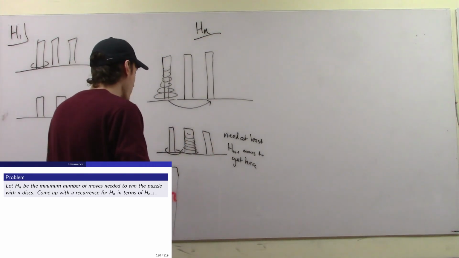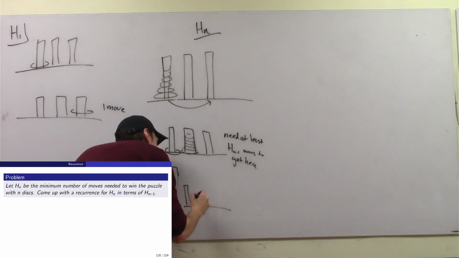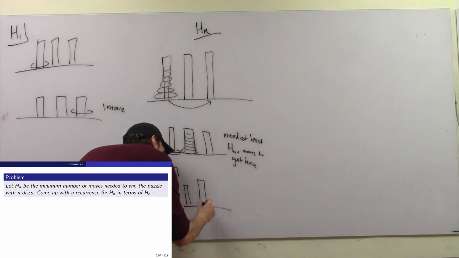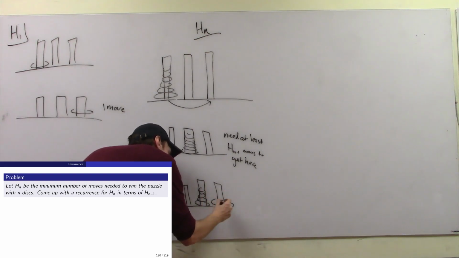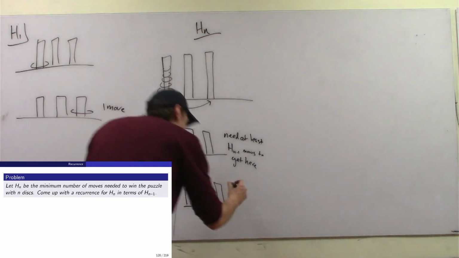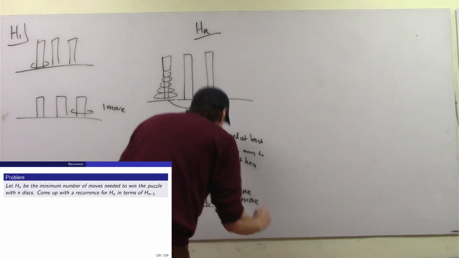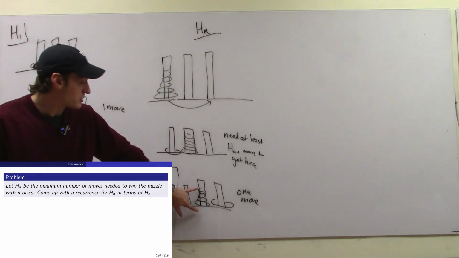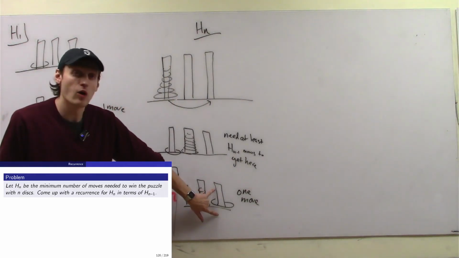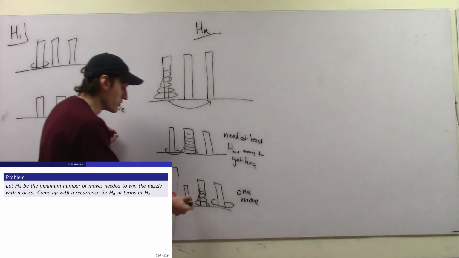Okay, so when I move my big ring, I go to this arrangement. The peg on the left is empty. The middle peg has an n minus 1 tower. And the peg on the right has my biggest ring. Okay? So that means I took one move. And now I want to rearrange this stack right here so that it's all on top of my biggest ring. So how many moves does it take to do that?